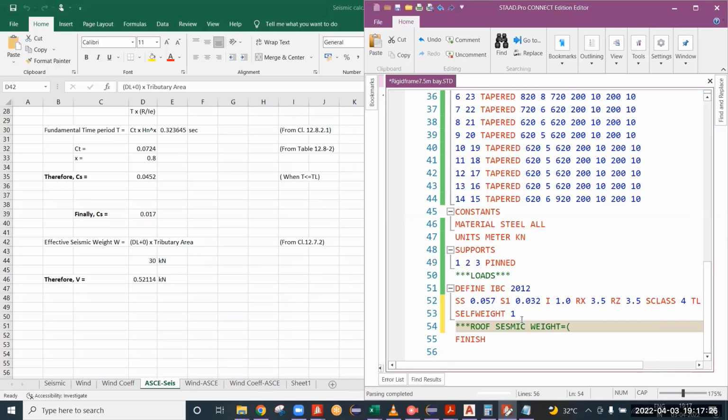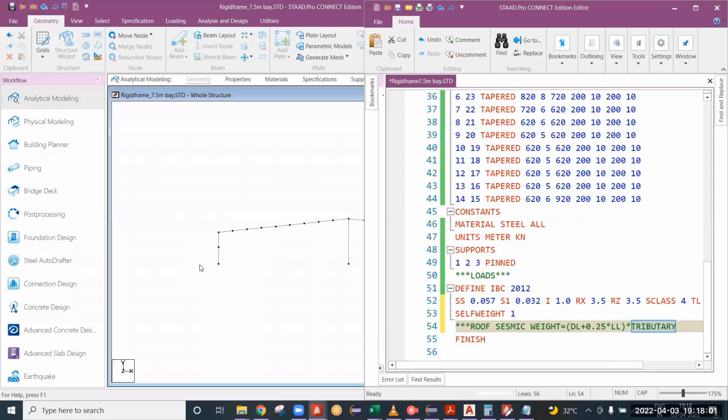So what is the formula? Actually we have dead load plus 0 into live load into tributary. This is the actual formula, but most of the companies, for safety purposes, will allow 25% of the live load. 25% means 0.25, like that they will take. No need to give width here, because we are doing a 2D frame. In that, width will be directly applied. So we need to give tributary length only.